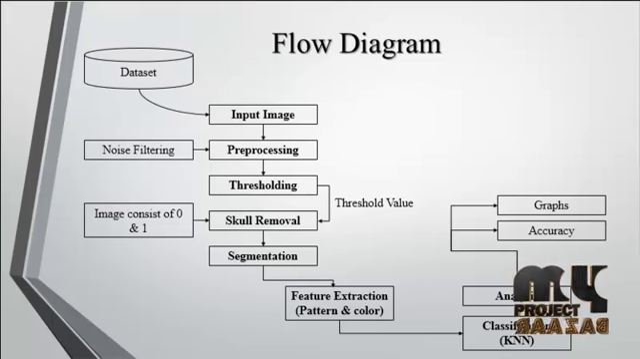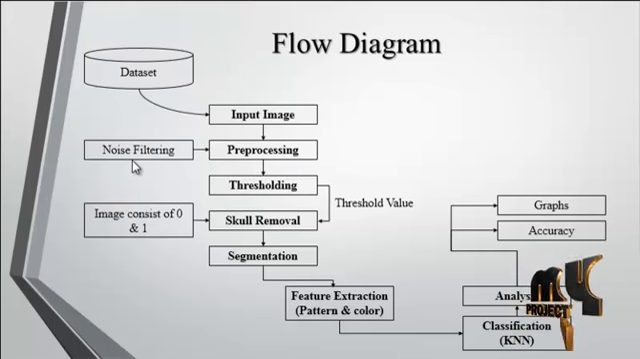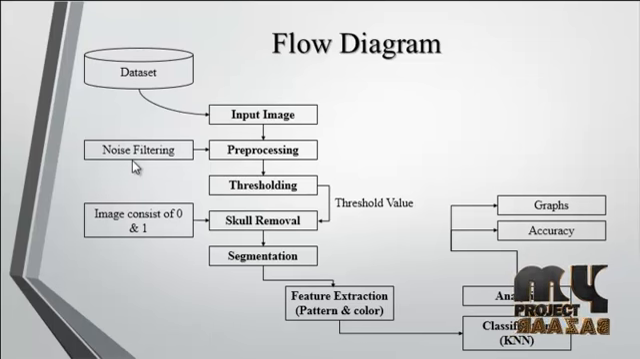Now we are going to discuss the flow diagram for the process. At first, the input image is taken from the dataset. The dataset is a folder which consists of several input images. After getting the input image from the dataset, pre-processing is carried out. In this pre-processing step, noise removal and resizing are carried out. Noise removal is nothing but the removal of noise from the image. After the removal of noise, the enhanced image comes out from the pre-processing step.